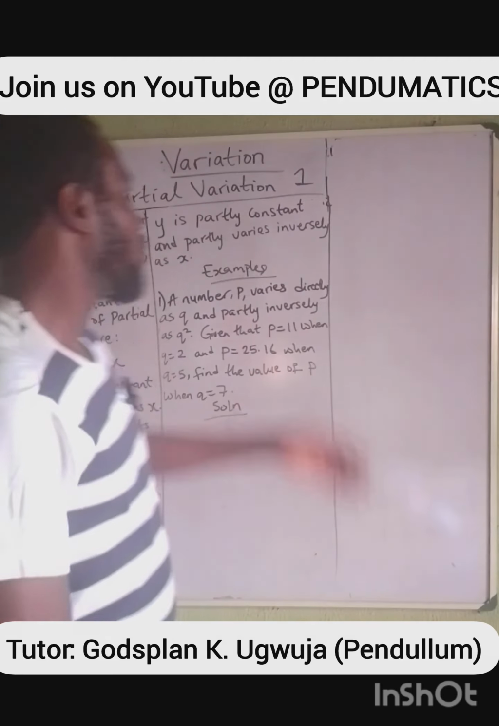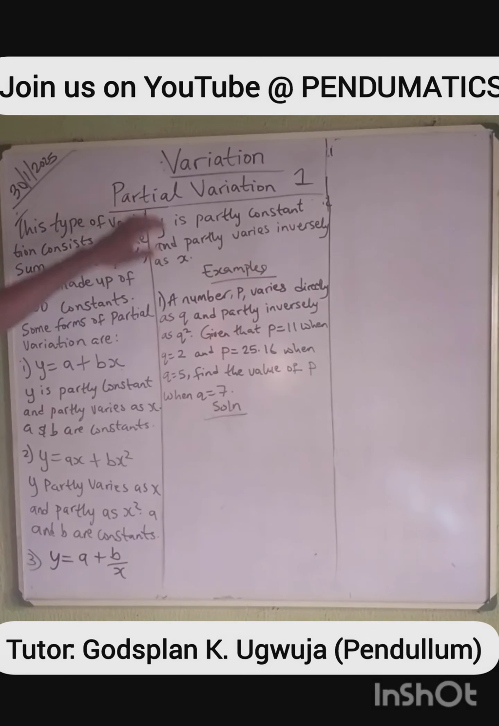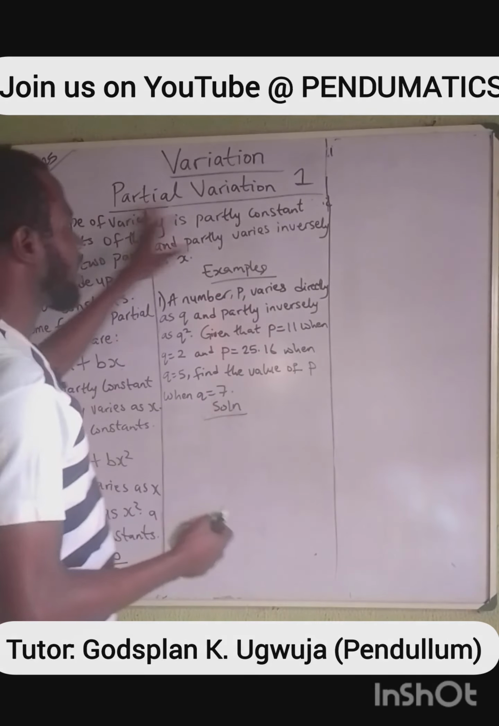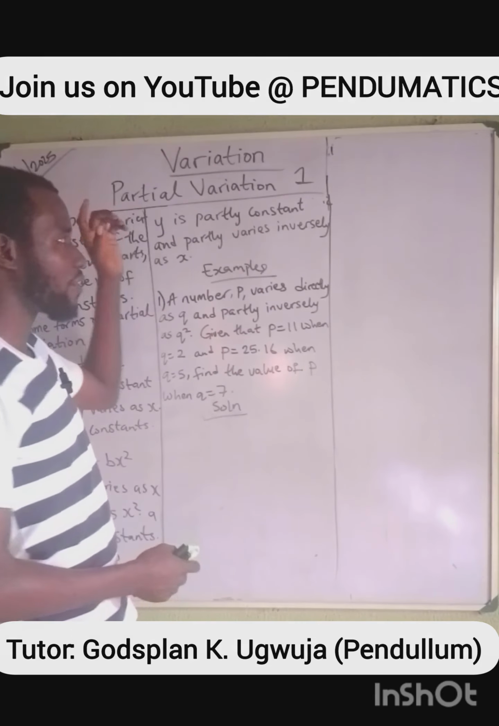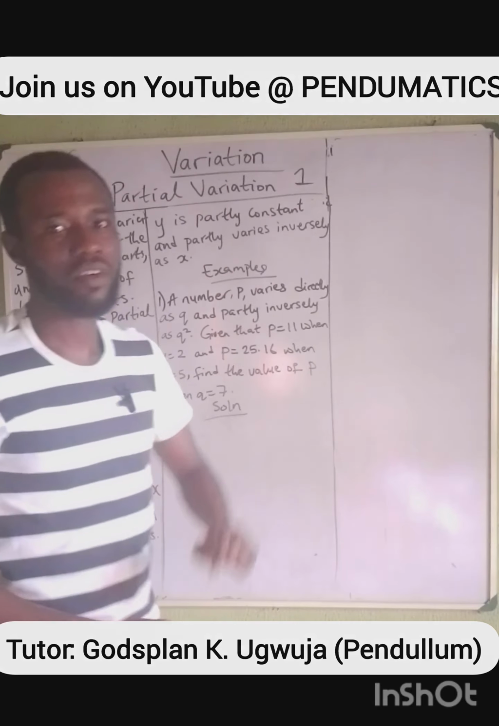Okay, so welcome. We are still looking at variation, which we said is the relationship between two or more quantities. And today we are in the last subtopic on variation, which is partial variation. So this is where we have 2 videos. This is the first video on partial variation.